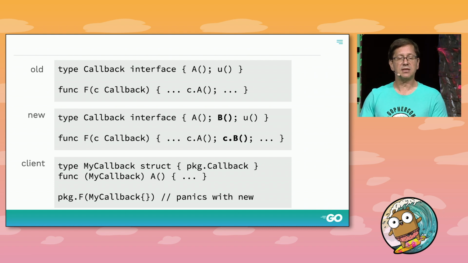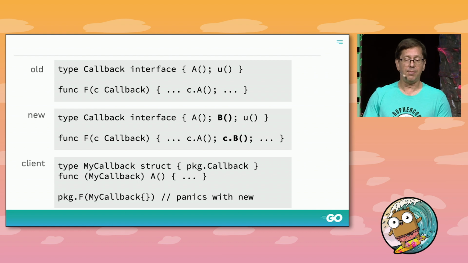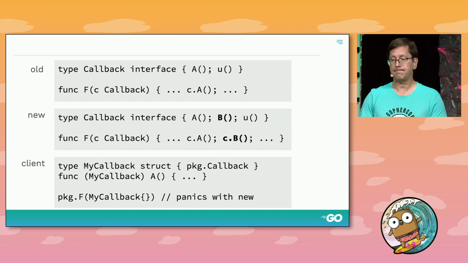But if your clients pass their types into your package and you call the new method, you'll get a panic. Here, I've added a new method B to my interface, compatibly, thanks to the unexported method U. But I also call it from my function F. Clients have to embed my interface to implement and use it, so they keep compiling after the change. But the program panics when they pass their old callback, which doesn't have an implementation of the B method, into my new package, which calls B.